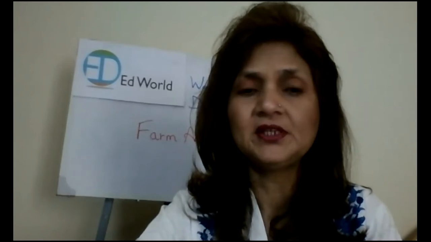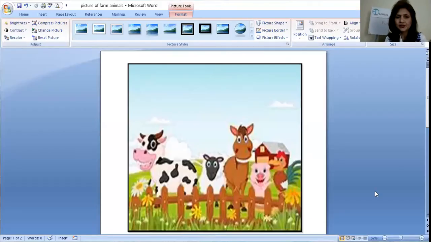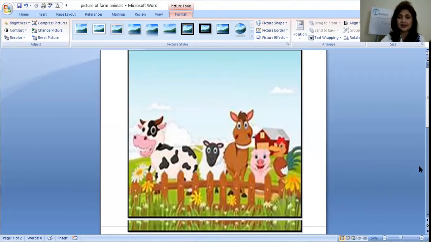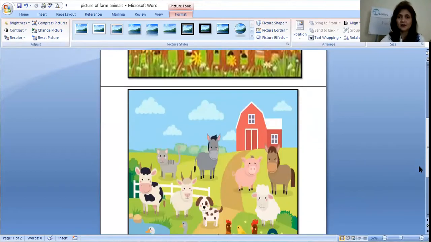Now, can you see my screen, children? Yes? Correct. Now, can you name these animals, please? This is a cow, a sheep, a horse, a pig, and a chicken. Now, where do you think they are standing? What is this place called? Can you guess it? It's a farm. Very good. They are standing at a farm.